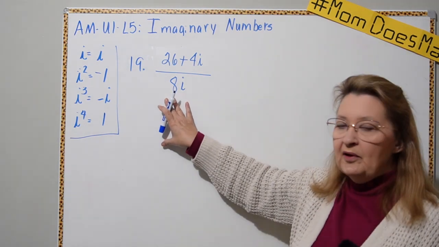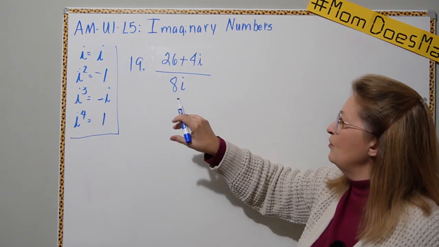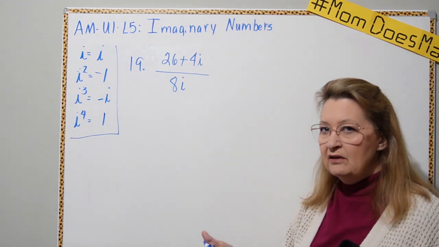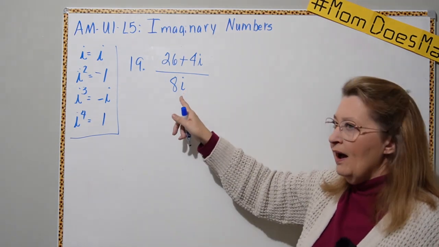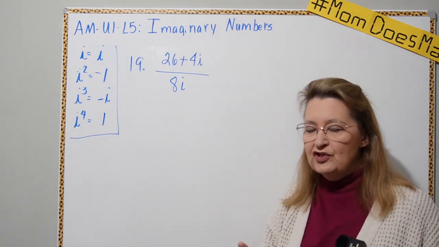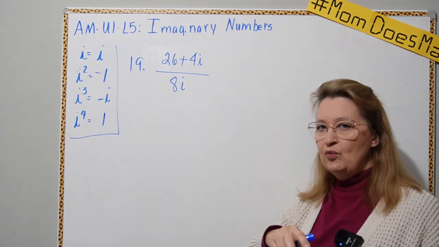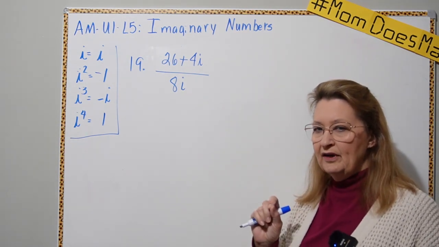So now let's look at number 19. We have 26 plus 4i over 8i. Once again, what's the problem here? That we have an i in the denominator, so we need to rationalize it. Okay, you go ahead and give this one a try before you watch me work it. All right, I'll give you a second.